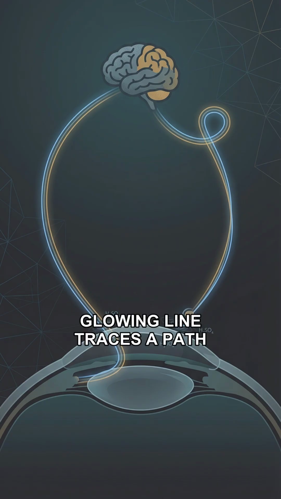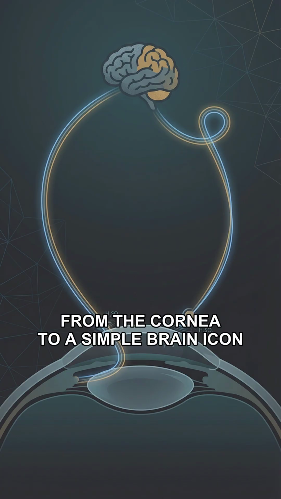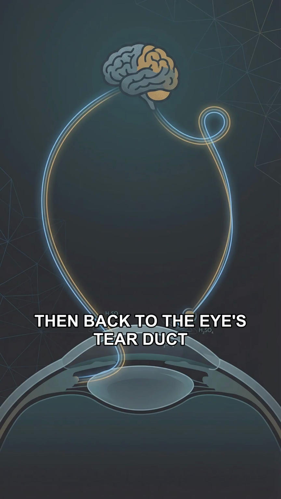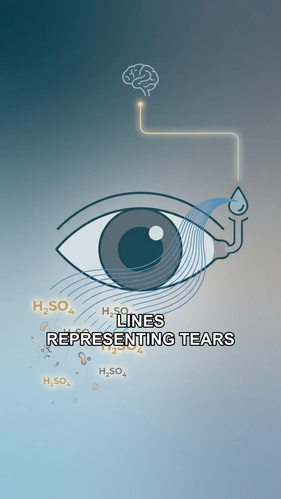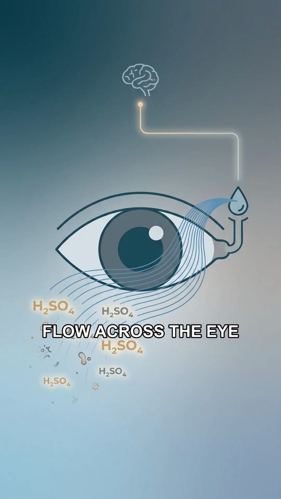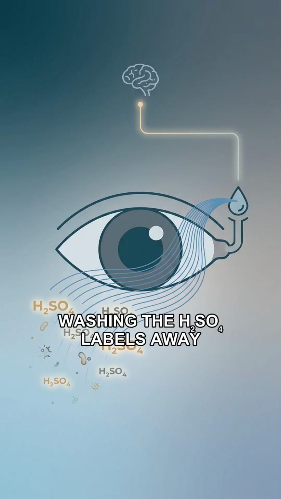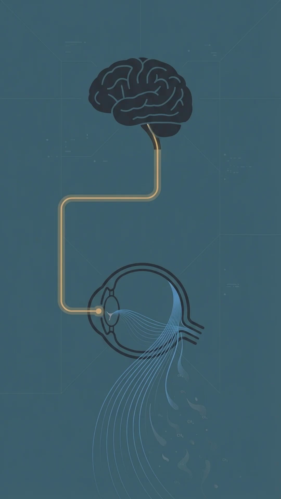A clean, glowing line traces a path from the cornea to a simple brain icon, then back to the eye's tear duct. From the duct, elegant blue vector lines representing tears flow across the eye, washing the H2SO4 labels away.